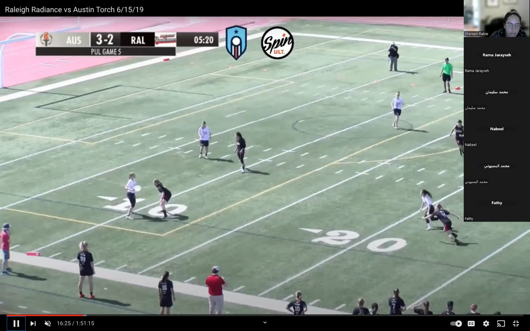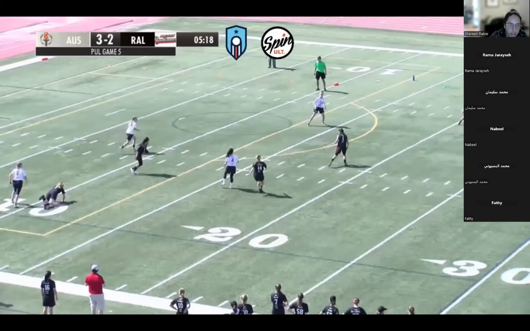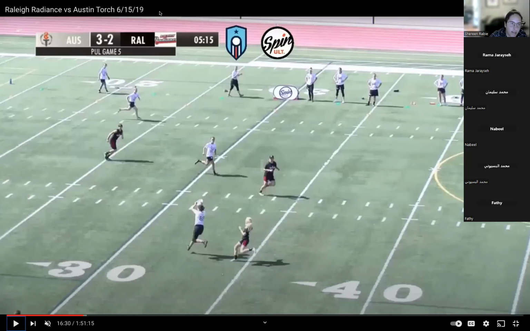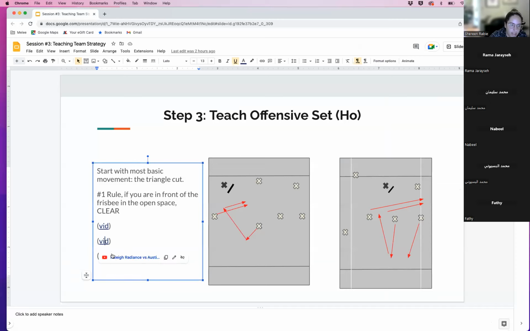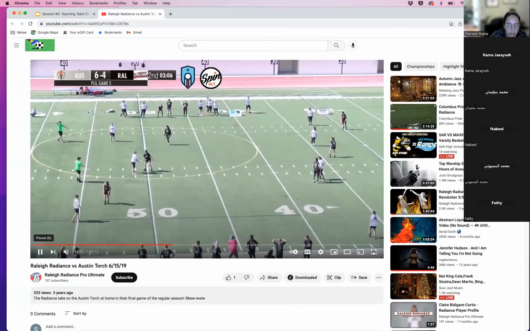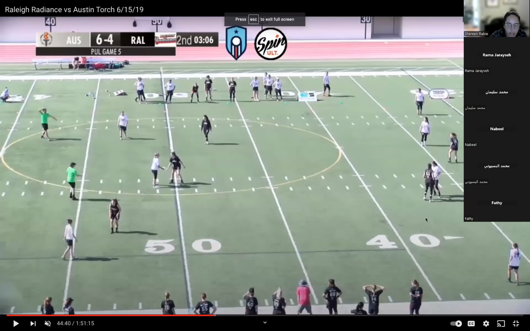I think just getting some film and figuring out what you think would work for your team is good. And we just do this concept of triangle cutting, and I think that's easy and translatable from the vert stack. So here you can see it again. This person is in front of the frisbee, so she's going to clear across.